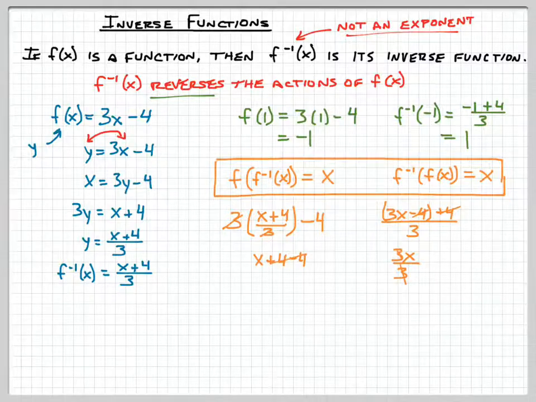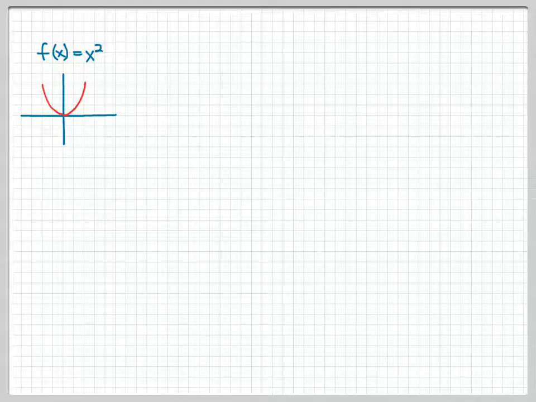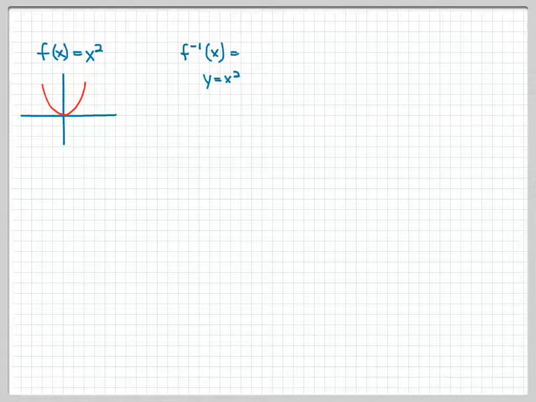Let's look at an example with this. We've got f of x equaling x squared. If you remember, if we graph this, we get this nice parabola going through the origin. If we want to find the inverse of this, we have to reverse the variables. So we have y equals x squared, swap those out, so x equals y squared.